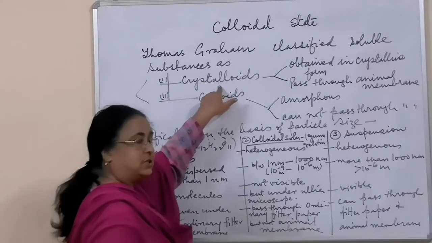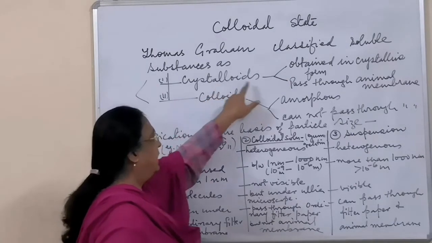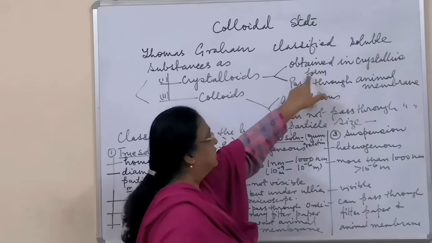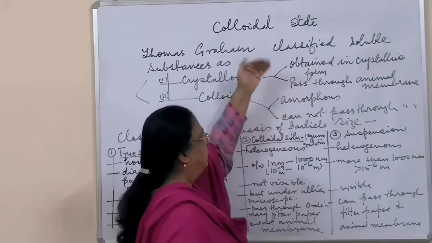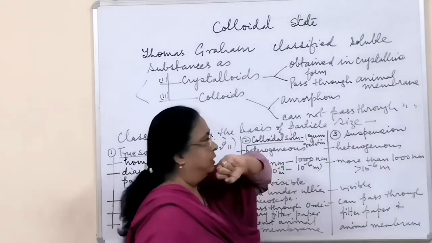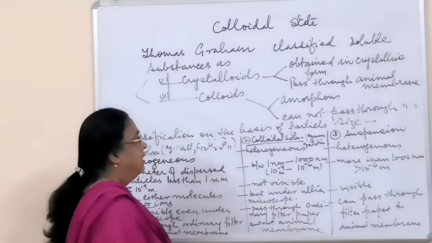Crystalloids, when the substances dissolve in a solvent, then they can be obtained in the crystalline form. And if you filter them, they will pass through animal membrane. Nothing can be left over on the membrane. The whole solution will pass across the membrane.